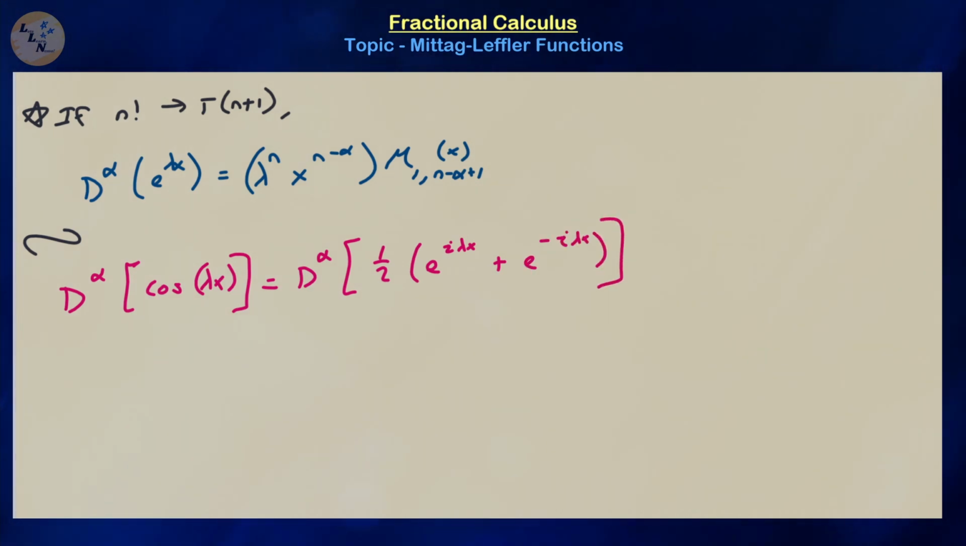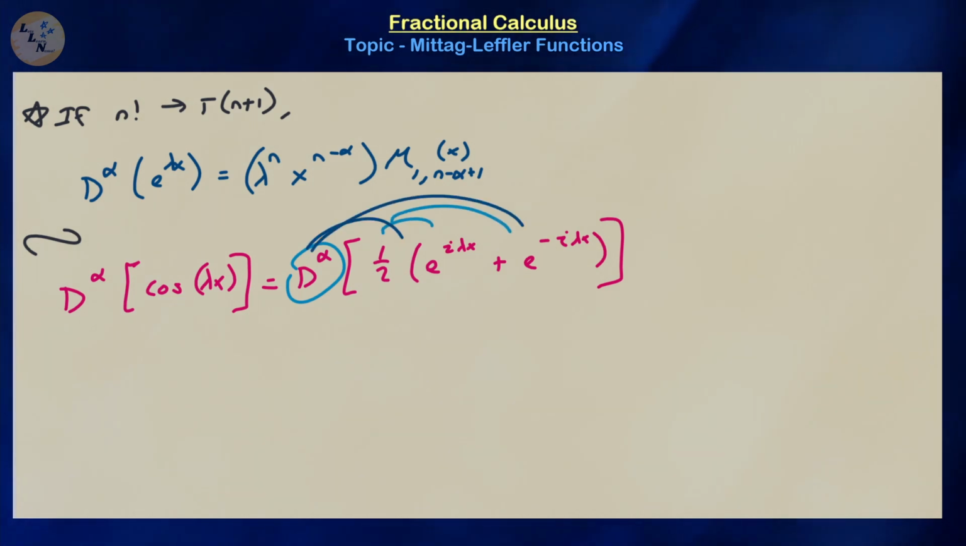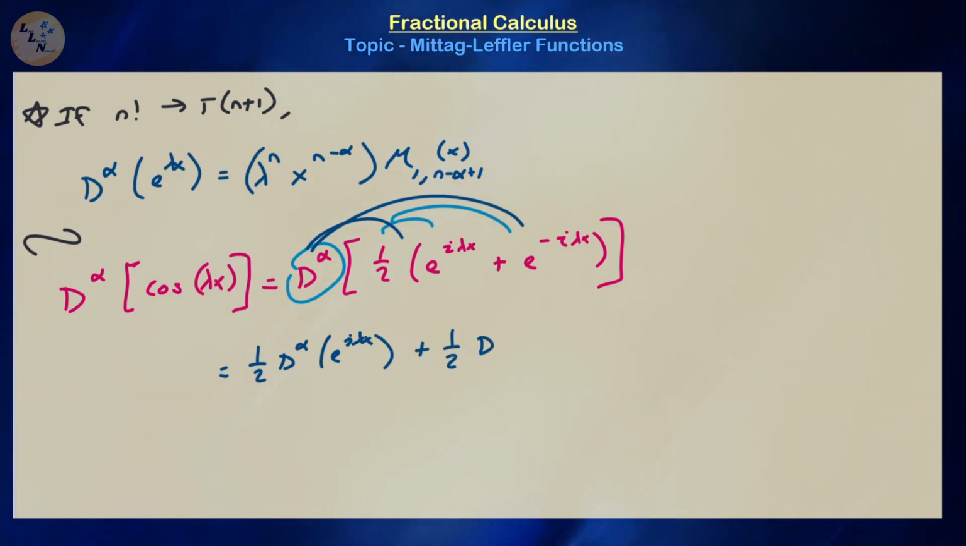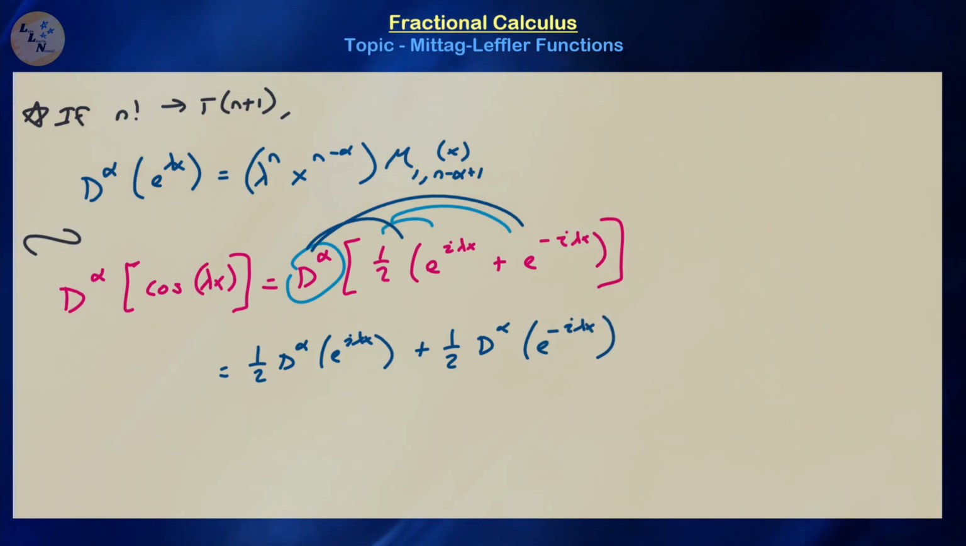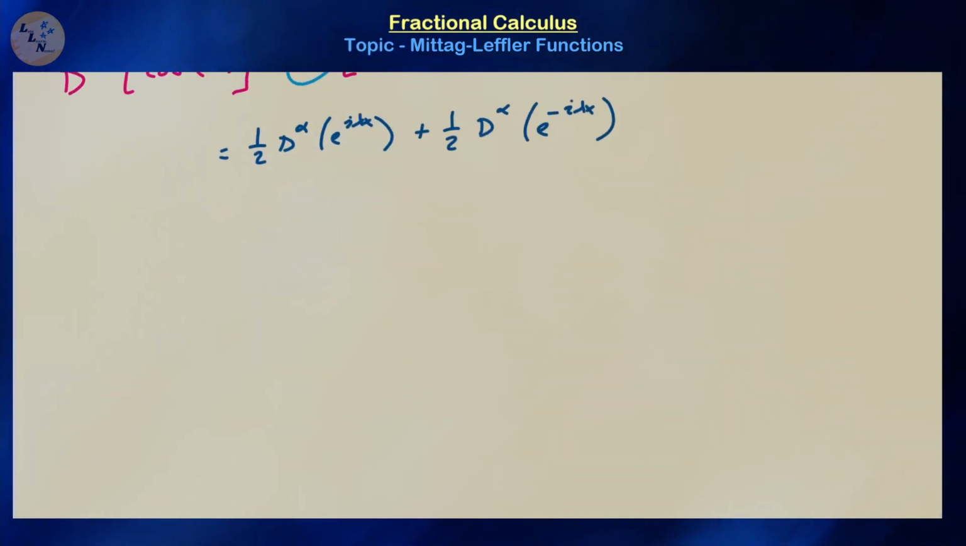And this operator D alpha is linear, so it can distribute over those constants and also distribute over that sum as well. So that's going to give us 1/2 times the alpha derivative of e to the i lambda x, and then plus 1/2 times the alpha derivative of e to the minus i lambda x, right? Now we can employ our fractional derivative of e to the minus lambda x in terms of Mittag-Leffler functions, and we can obtain the following form.